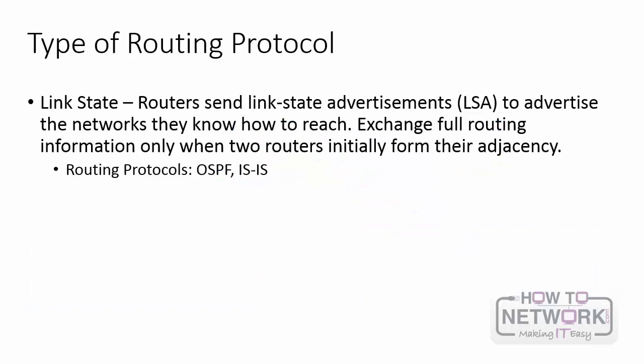The next type of routing protocol you need to be aware of is the link state routing protocol. Routers send link state advertisements, or LSA, to advertise the networks they know how to reach. So they don't send the full routing table, just the networks they know how to reach, and only when there is a change in the topology. They only exchange full routing information when two routers initially form their adjacency, but from there on out, it's on a need-to-know basis. The routing protocols that are link state routing protocols are OSPF and ISIS.